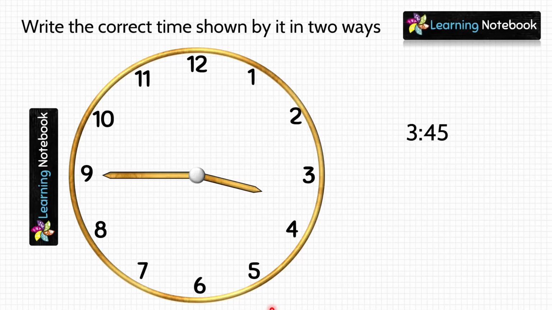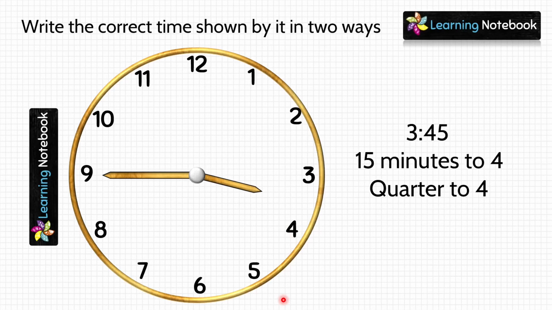Now let's read this time in second way. Here students, this minute hand is on left side of the clock. So we will read the time as dash minutes to next hour. So minutes remaining to next hour are 15 minutes. So time is 15 minutes to 4. Or we can call it as quarter to 4.